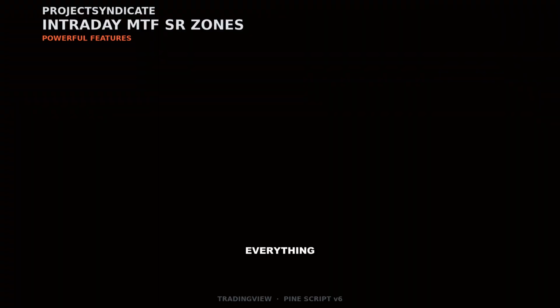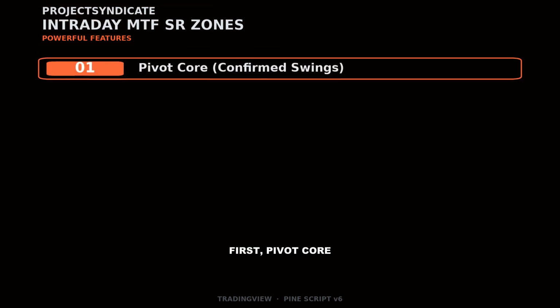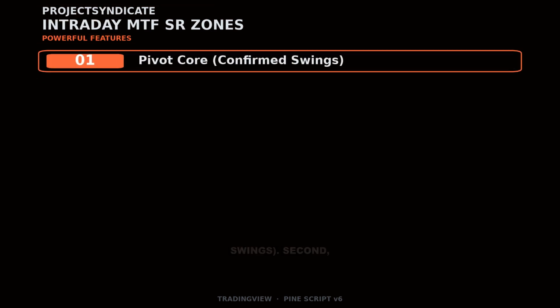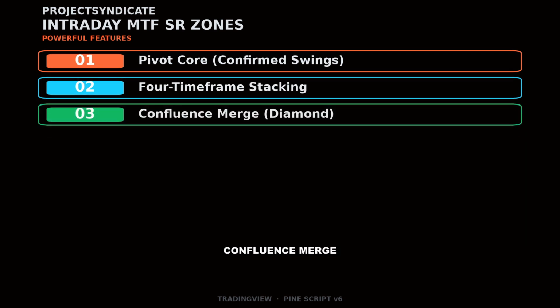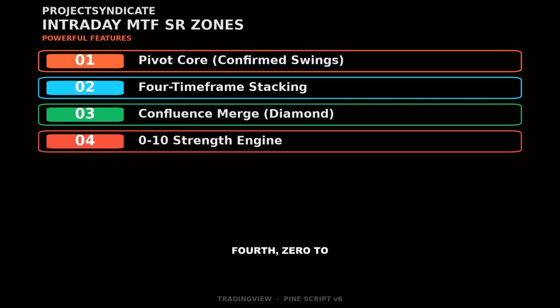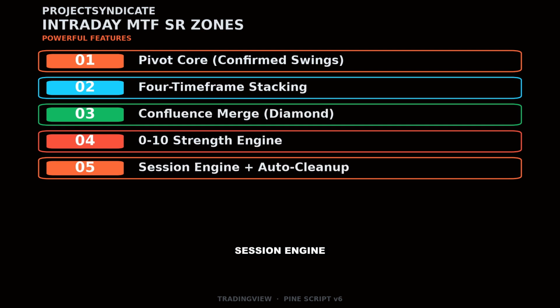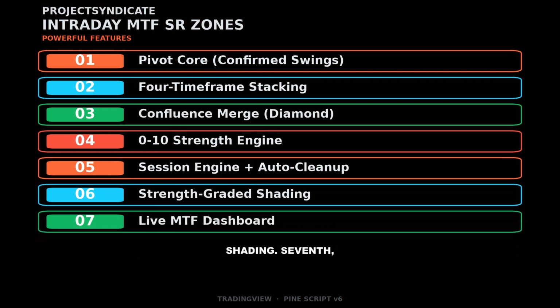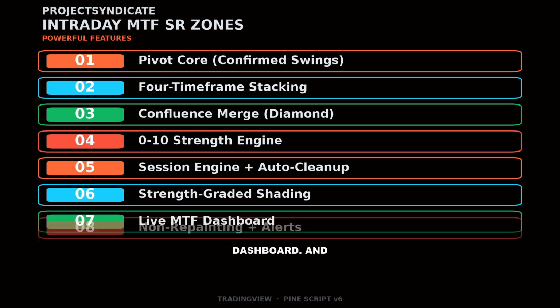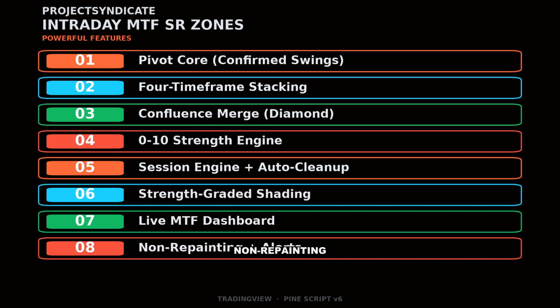So here's everything intraday MTF SR zones gives you at a glance. First, pivot core confirms swings. Second, 4 time frame stacking. Third, confluence merge diamond. Fourth, 0 to 10 strength engine. Fifth, session engine plus auto cleanup. Sixth, strength graded shading. Seventh, live MTF dashboard. And finally, non-repainting plus alerts.